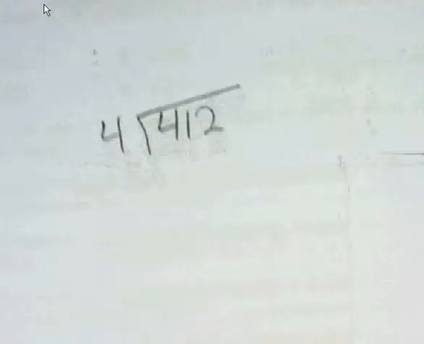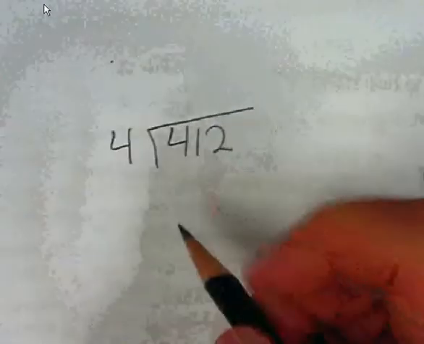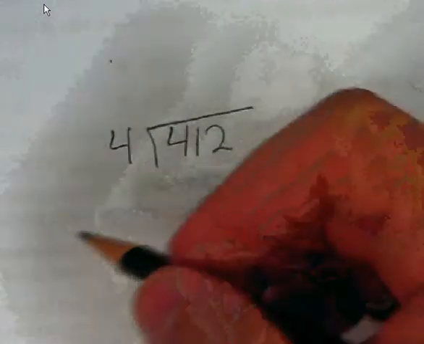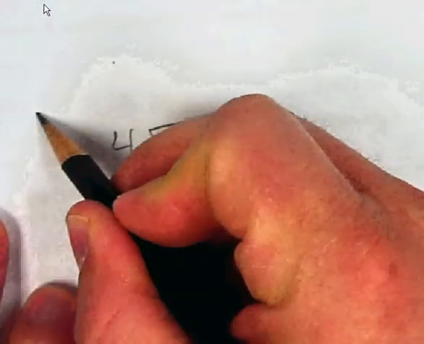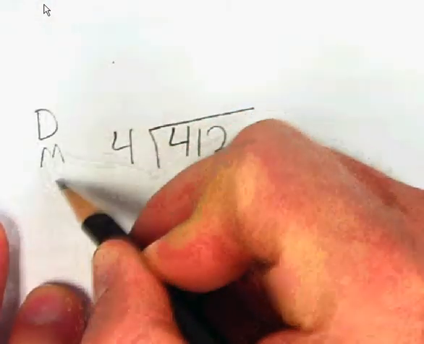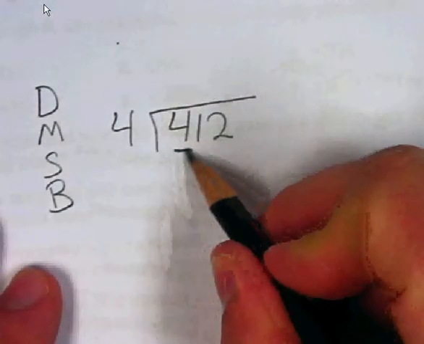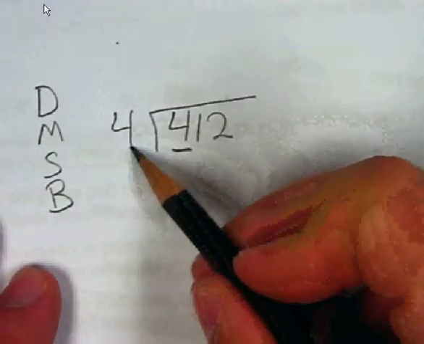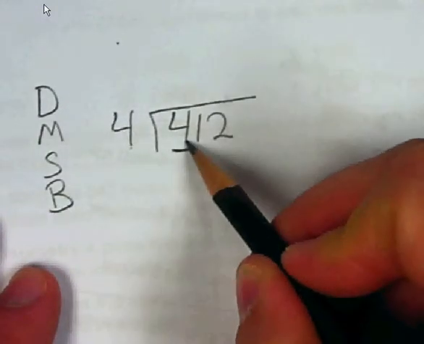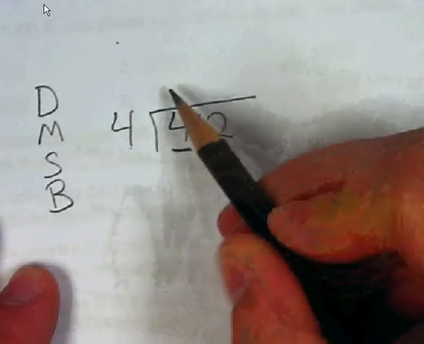Okay. So with this problem, we're going to take the same steps. We're going to go with our daddy, mommy, sister, brother. We've got to use those same strategies. And we're going to start here with the tens place. So how many times does 4 go into 4? So that would be one time.